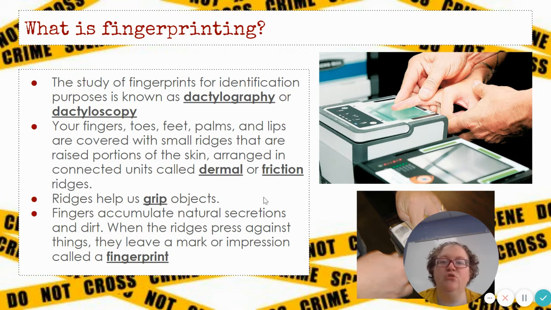Those ridges help us to grip objects. Those ridges on your fingers accumulate natural secretions like oils and dirt as we touch things. And then when those ridges press against something, they leave a mark or impression behind that we call a fingerprint.